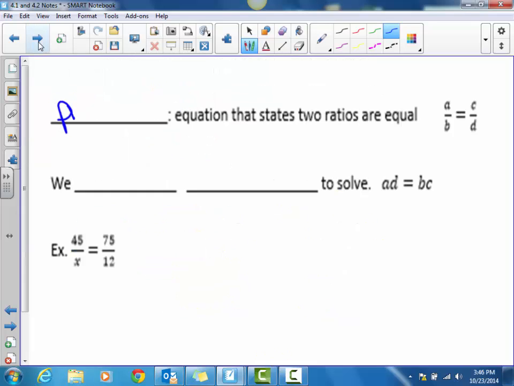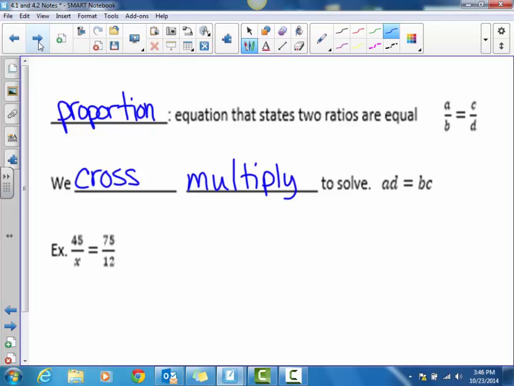A proportion is an equation that states two ratios are equal. So I have ratio A over B equals C over D. In order to solve a proportion, hopefully you guys get this, we cross multiply. Most of you remember that.